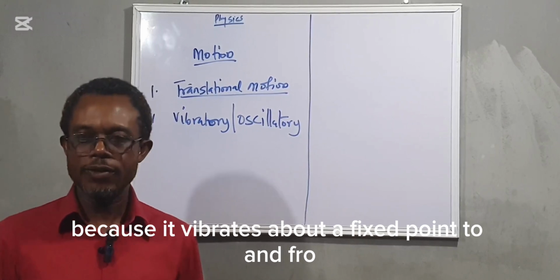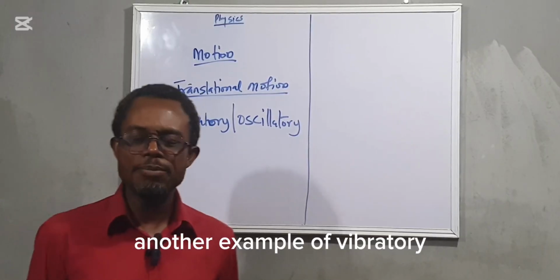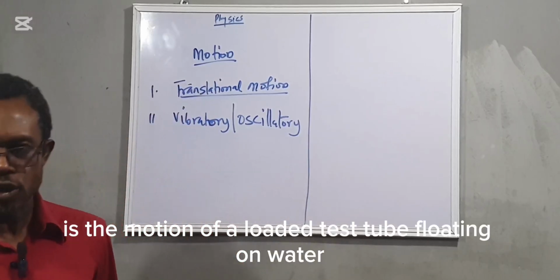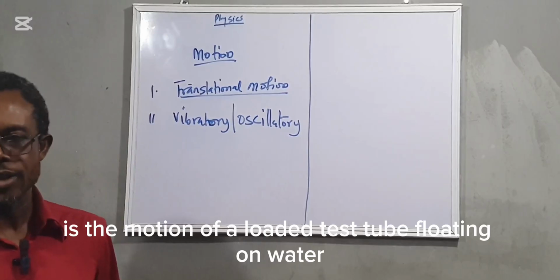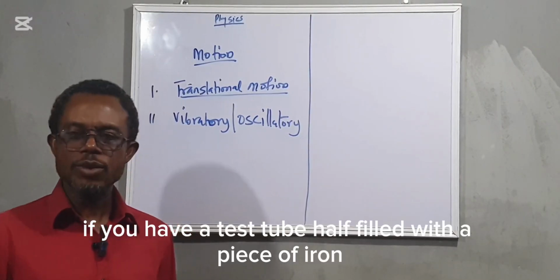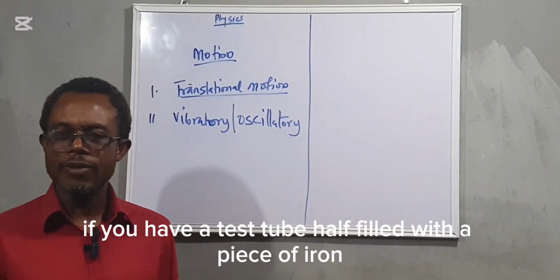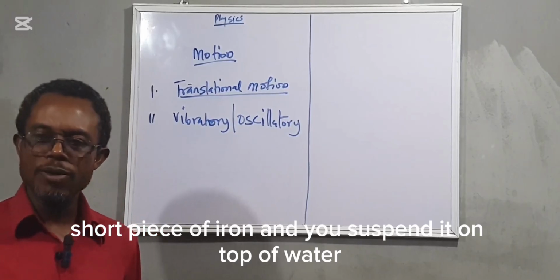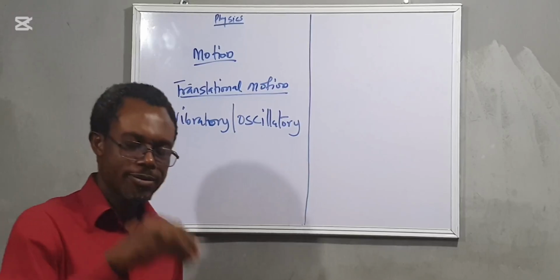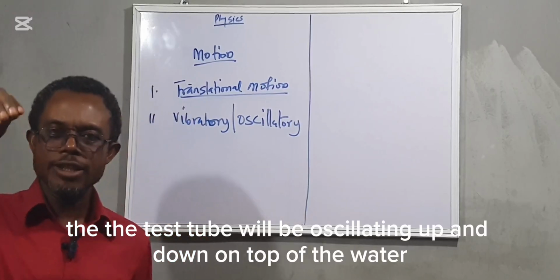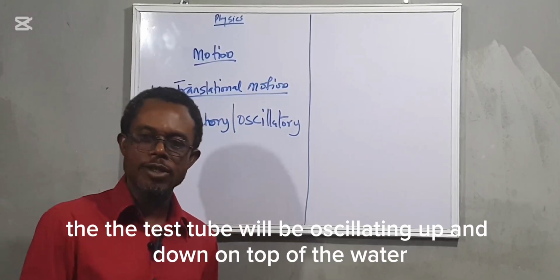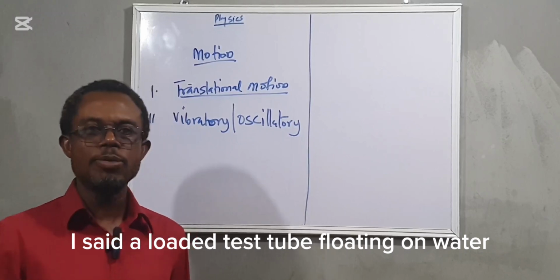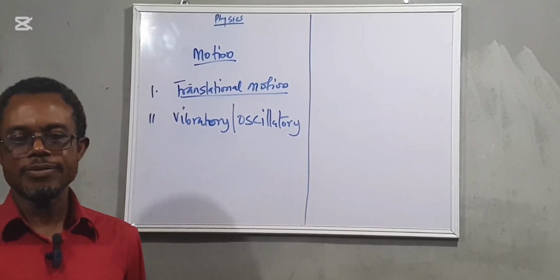Another example of vibratory oscillatory motion is the motion of a loaded test tube floating on water. If you have a test tube half filled with short pieces of iron, and you suspend it on top of water, you will notice that the test tube will be oscillating up and down on top of the water. I said a loaded test tube floating on water.